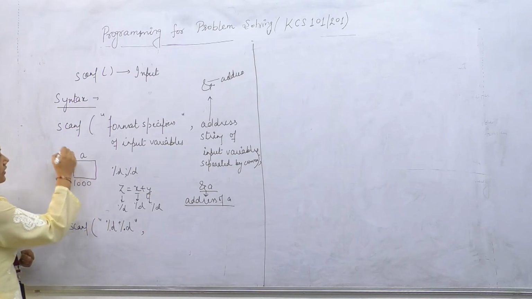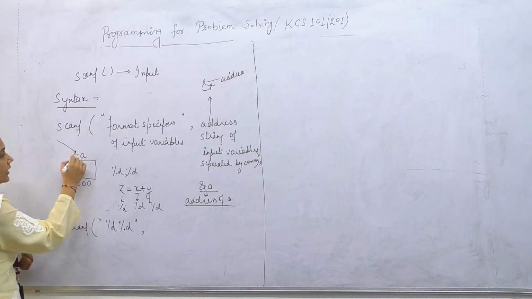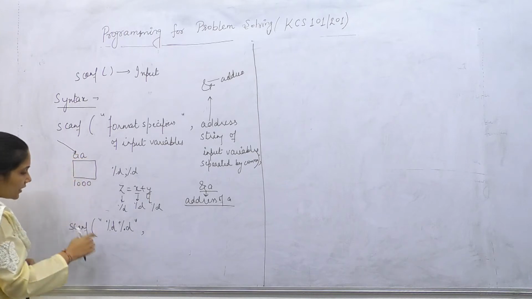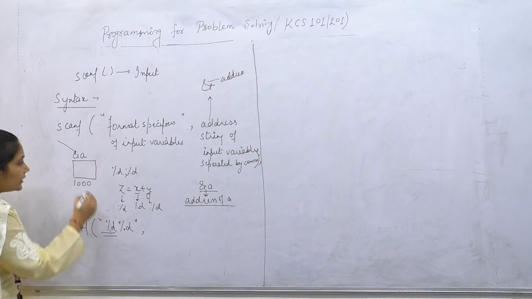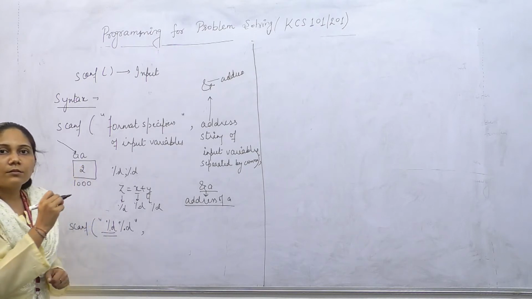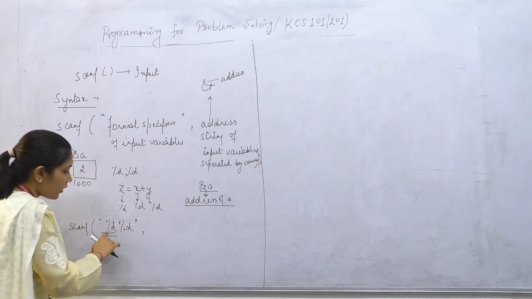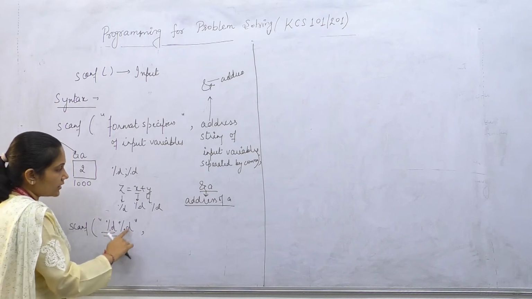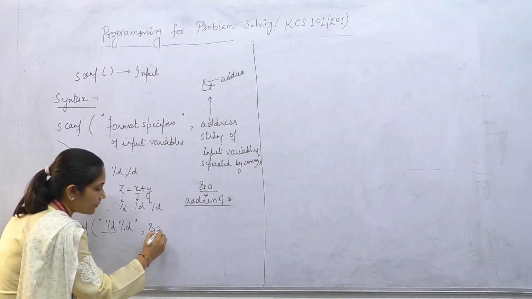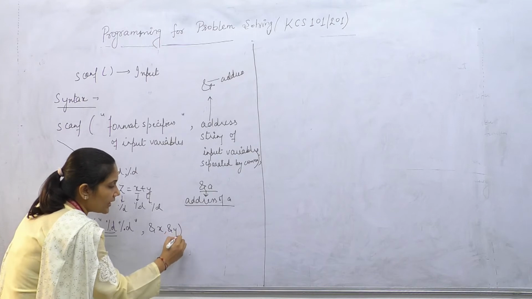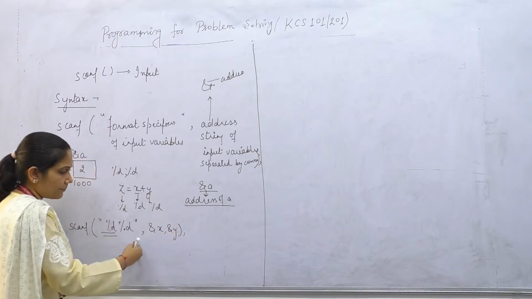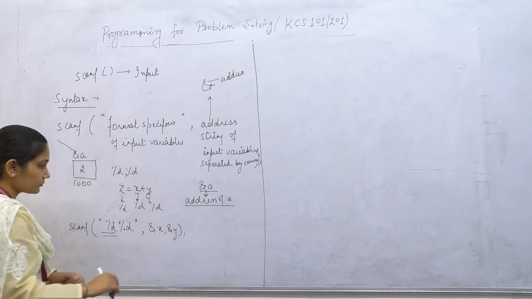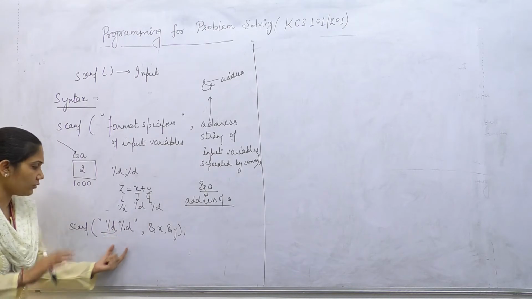Then what will happen? First of all, the compiler will go to A, then locate the address of A, and then it will put the desired value into this memory space. Okay. So how are you going to write it? %d. So first of all, %x and %y. It doesn't matter if you want to write %y or %x, it's okay. So in this way you have to write it.